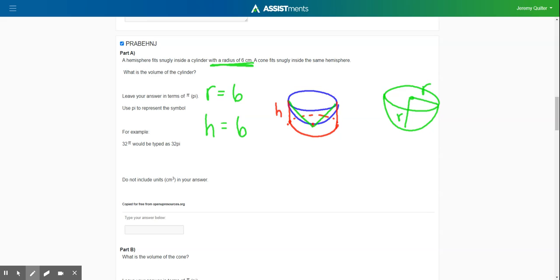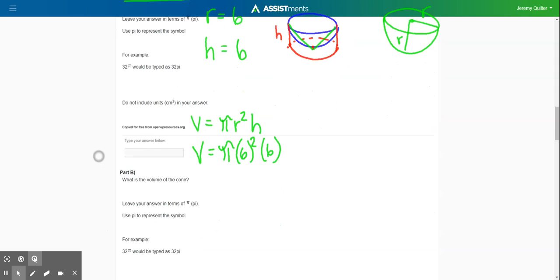So when we look at the very first one, it says, what's the volume of the cylinder? When we use the volume of the cylinder, the volume is equal to the area of the base, which is a circle, pi times the radius squared, times the height. By substitution, the volume is equal to pi times the radius of 6 squared times the height of 6. And we should be able to find that volume of the cylinder.